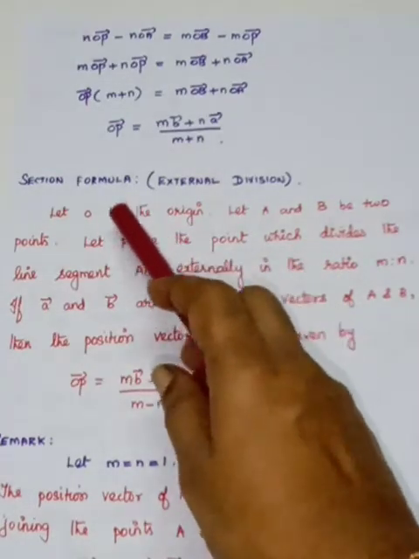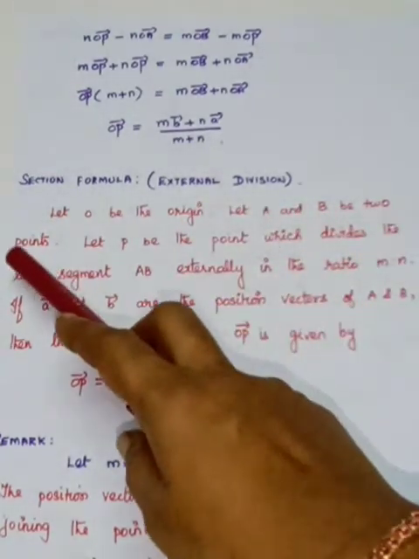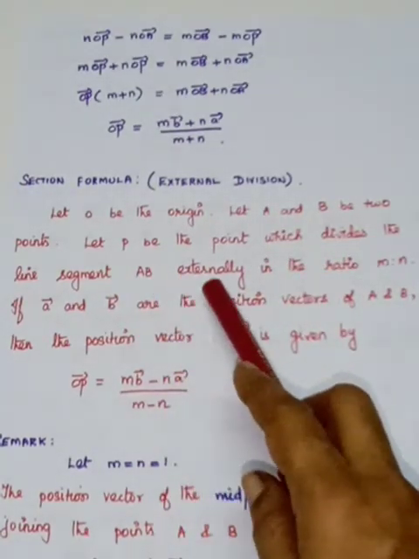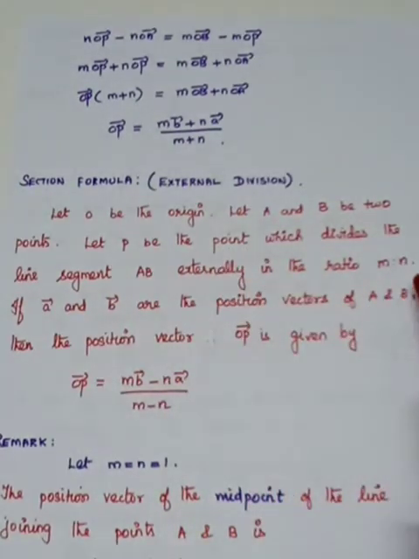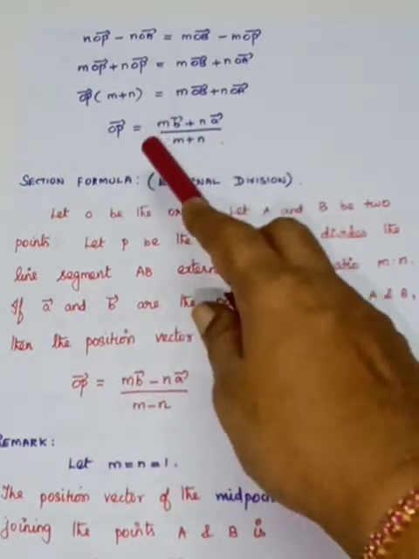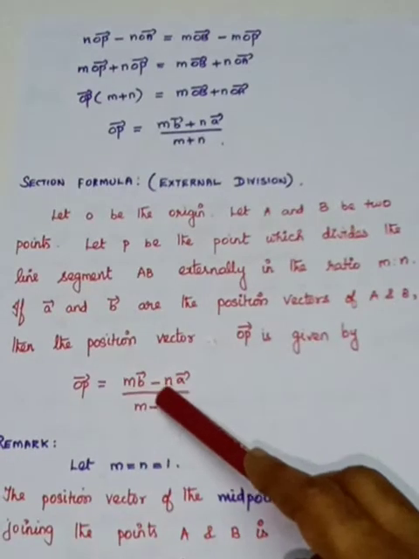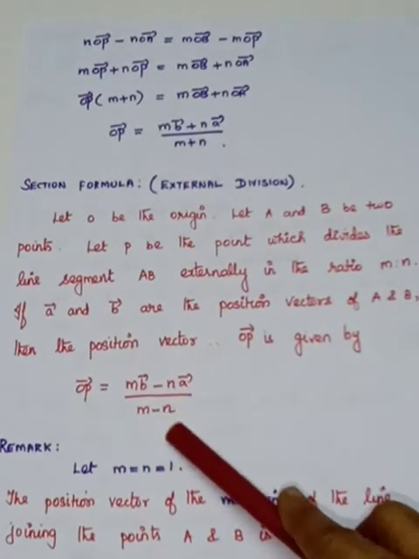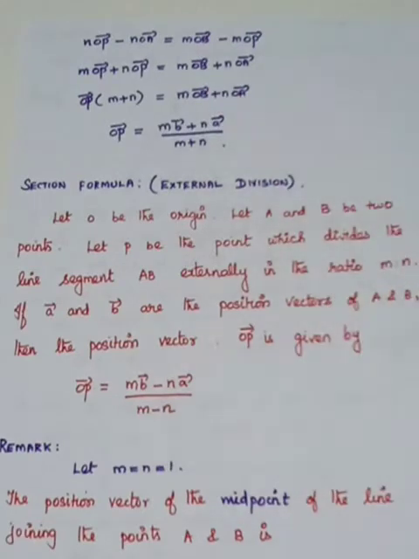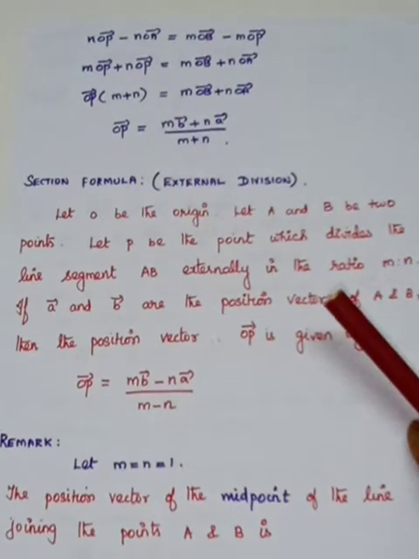In the same way, let O be the origin, and let A and B be two points. Let P be the point which divides the line segment AB externally in the ratio M to N. Then OP vector is equal to M B vector minus N A vector divided by M minus N. So for internal division you write plus in between, for external division you write minus.